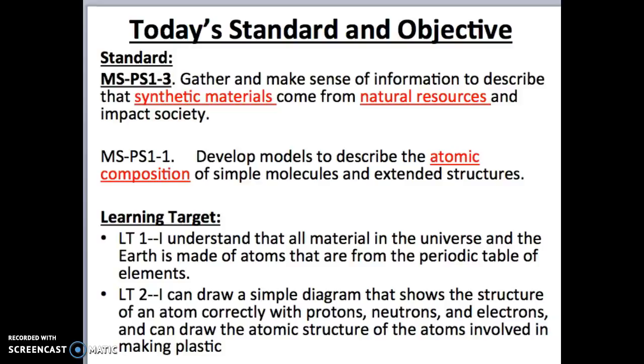Hi, today we are starting a new unit on chemistry, and we're going to start talking about atoms and molecules and how they relate to our project on plastics. So we're starting with Learning Target 1 and 2. Learning Target 1 talks about how everything in the universe is made out of atoms and elements, and Learning Target 2, LT2, talks about how you are able to draw a simple diagram of atoms with protons, neutrons, and electrons, and you can relate it to how there's different atoms that make plastic. So let's get started.